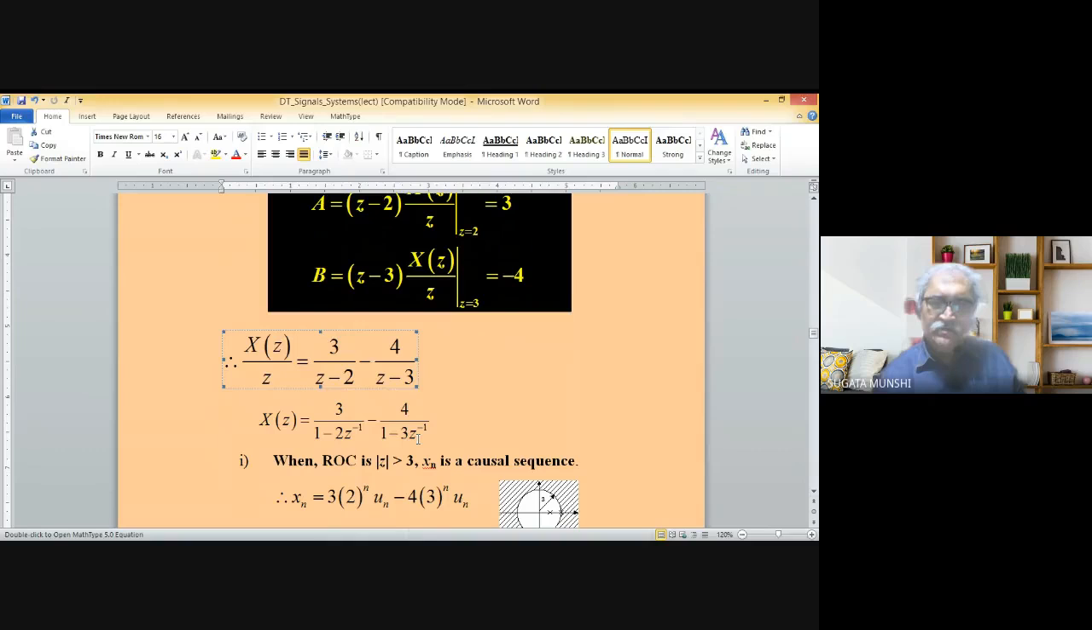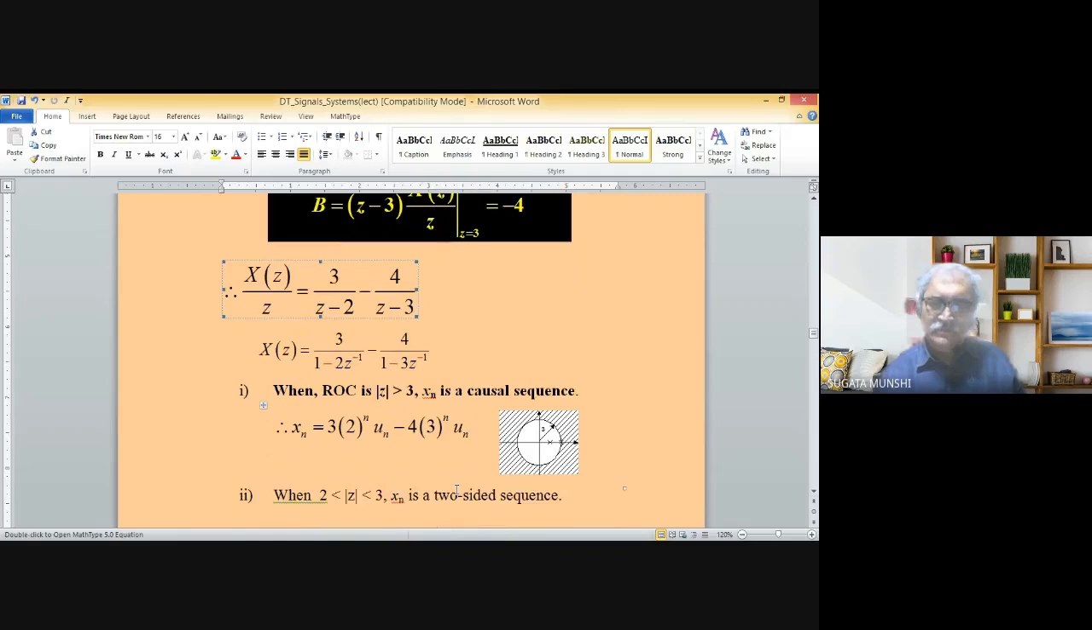So you have come across such cases. x[n] will be the inverse z transform of the first term. What is that? 3 into 2 to the power n u[n]. We are simply using the knowledge of the z transform of a to the power n u[n], and 3 is a constant. In a similar manner, the inverse z transform of the second term will be minus 4 times 3 to the power n u[n].